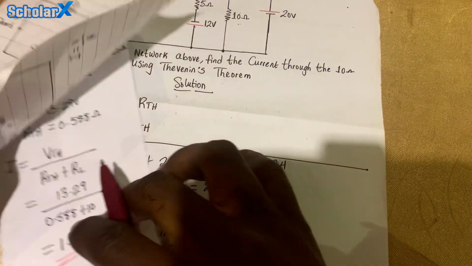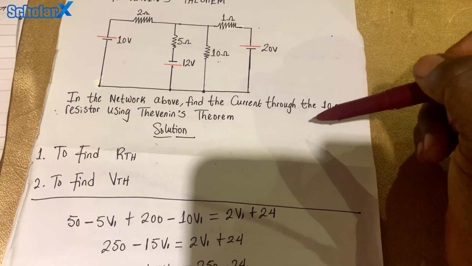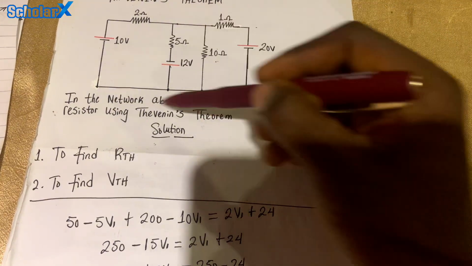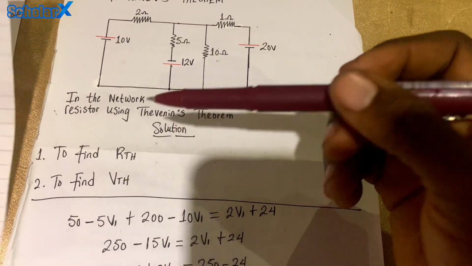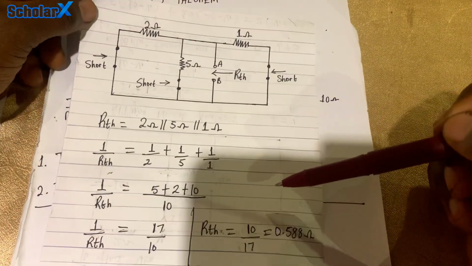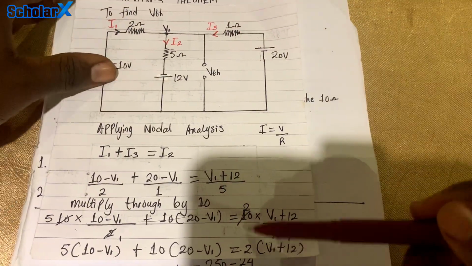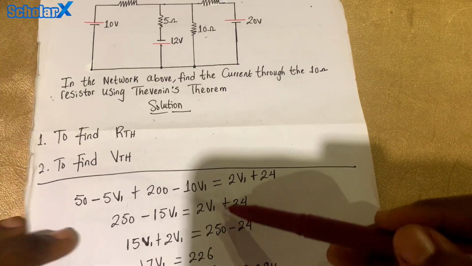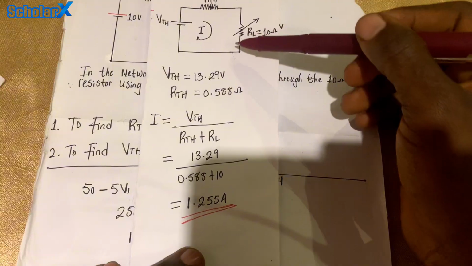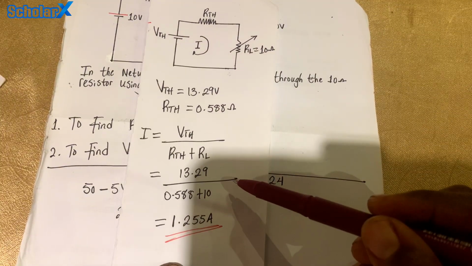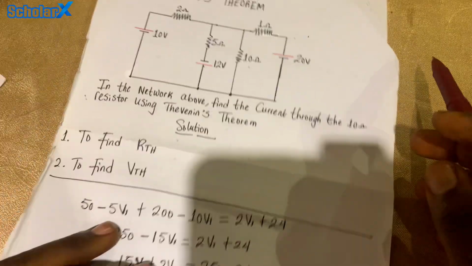So that is how to use Thevenin's theorem to find the current through the 10 ohms resistor in this circuit, or in this network. We started from here and found the Thevenin's resistance. Then we went ahead to find the Thevenin's voltage, which we started from here and continued from here. We got this, and now we have the Thevenin's equivalent circuit, which you use to find the current flowing through the 10 ohms resistor. So that's that for this video.